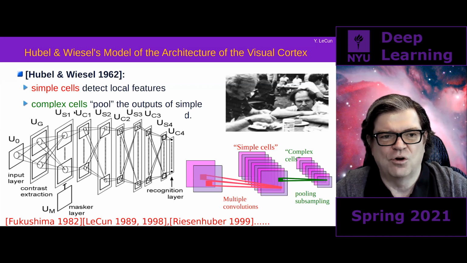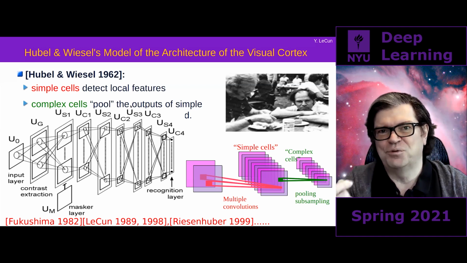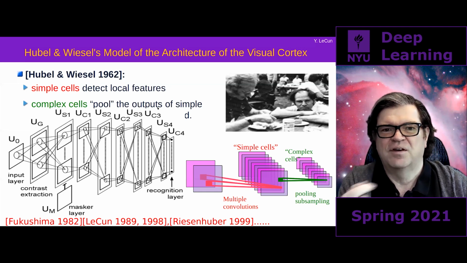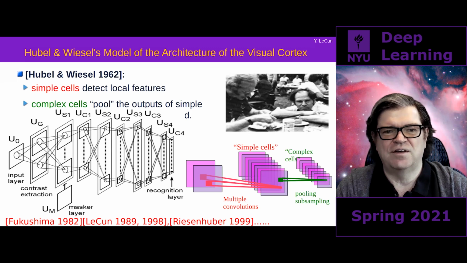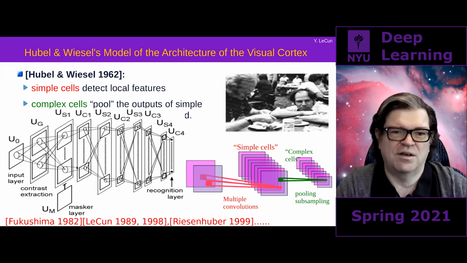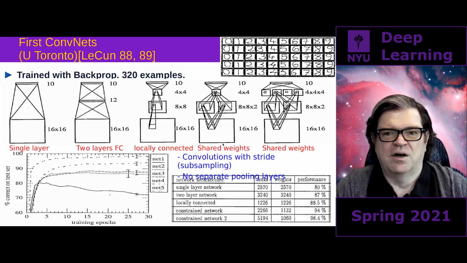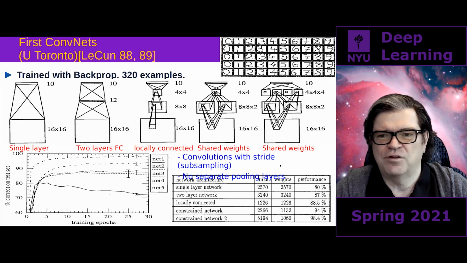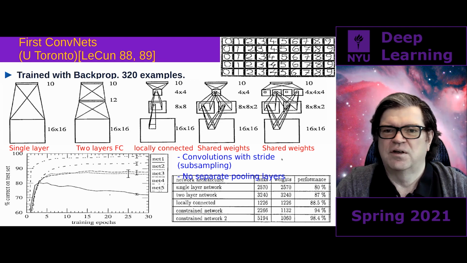Now, Hubel and Wiesel also had the idea of complex cells, which are basically pooling units. So this idea of pooling comes from them as well. And Fukushima also had this idea. So he had simple cells and complex cells, which would alternate. Simple cells would be convolutions and nonlinearities, and complex cells would be pooling-like operations that would be alternated. So those are what the first convolutional nets that I played with looked like, back in 1988 or so.